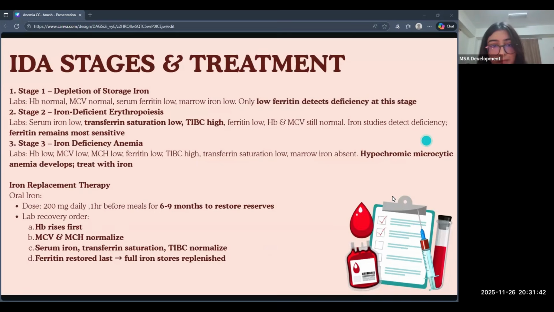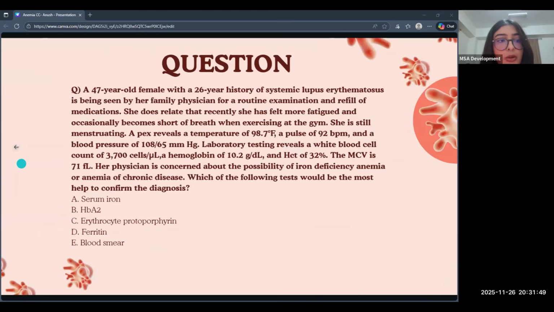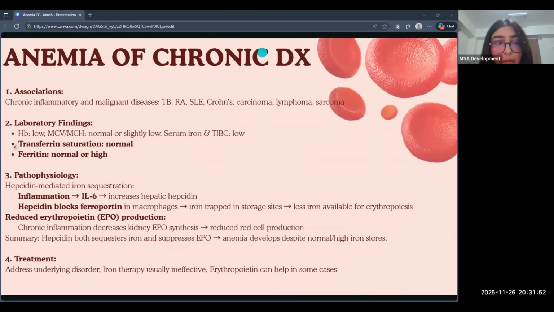Okay, now coming to anemia of chronic disease. Now, chronic disease, we know that there's something going on, right? So this could be inflammatory or it could be malignant.